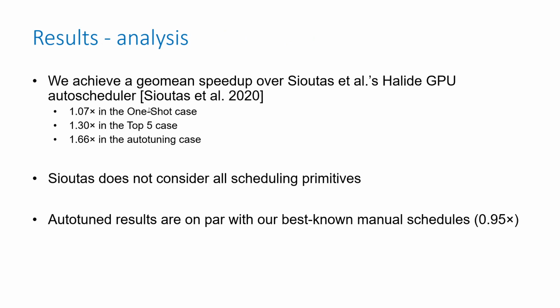As you can imagine, the more time you spend on the autoscheduler, the better performance you're gonna get. So the one shot is close to CUTAS, then top 5 a little better, and autotuning much better. And CUTAS did not consider all scheduling primitives, but this paper also says that it doesn't consider everything as well. But the manual schedule, the human-made schedules do consider everything. And yeah, so the autotune is close to the handmade schedules, but we are gonna see details on that on the tables later.